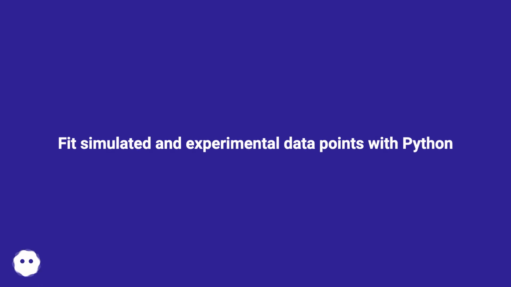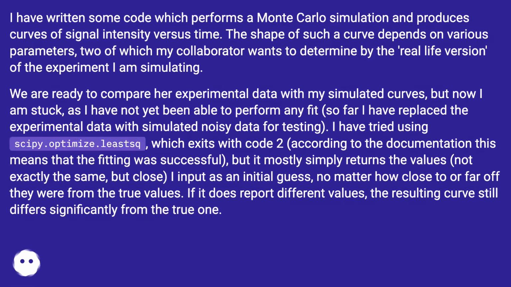Fit simulated and experimental data points with Python. I have written some code which performs a Monte Carlo simulation and produces curves of signal intensity versus time. The shape of such a curve depends on various parameters, two of which my collaborator wants to determine by the real-life version of the experiment I am simulating. We are ready to compare her experimental data with my simulated curves, but now I am stuck, as I have not yet been able to perform any fit.